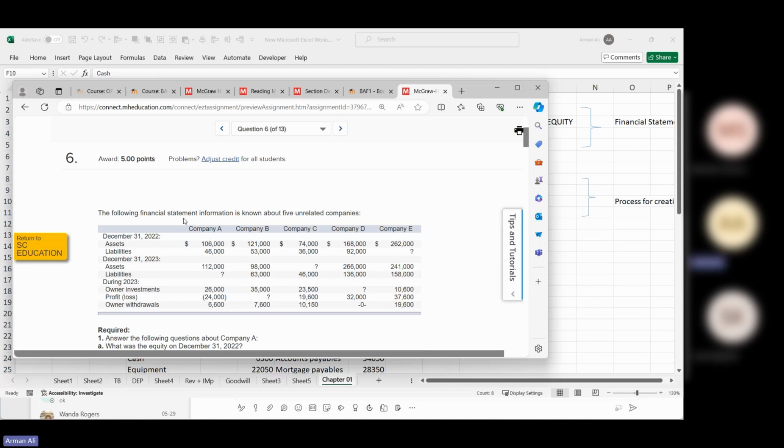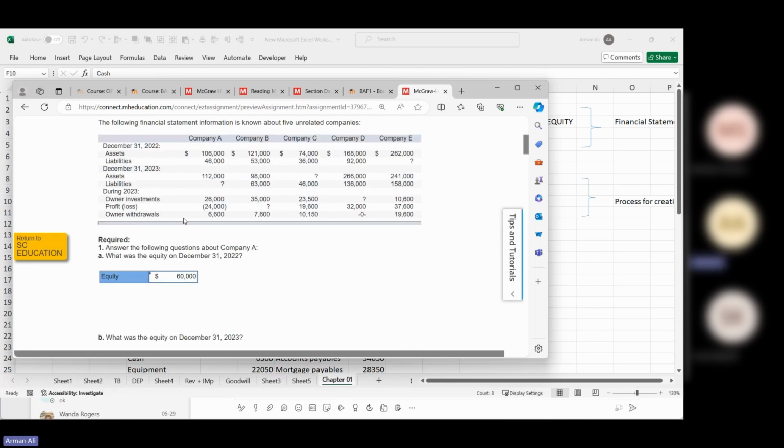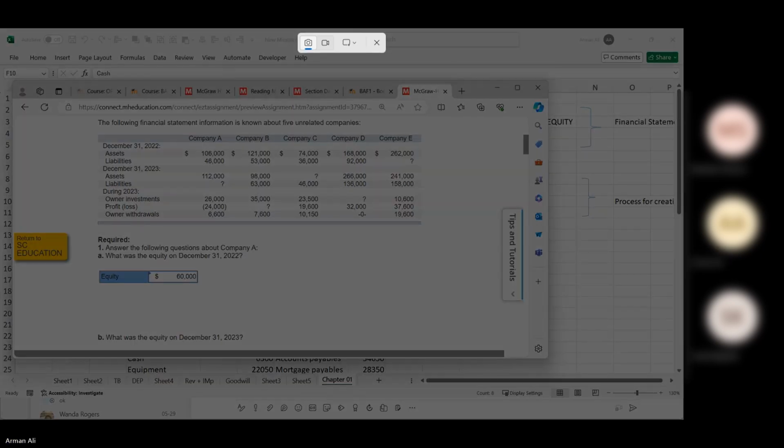The following financial statement information is known about five unrelated companies. This is the one my student was getting stuck on. What's the time? 9:50. Okay. I'm going to do this one quickly enough.